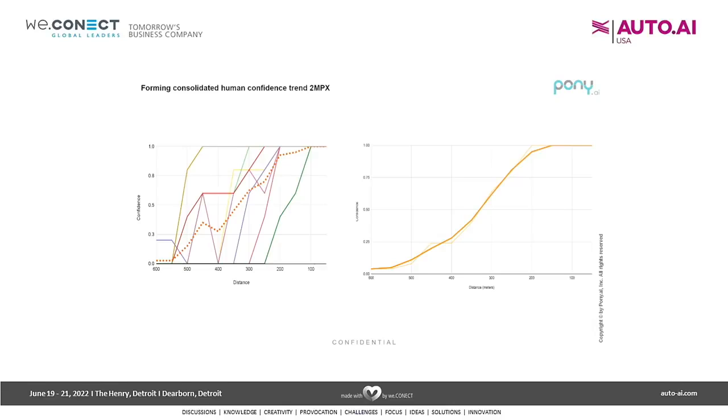We sent this kind of survey to a lot of people and we collected trends. This is the distance, and this is how confident I am that what I see is what I see. We collected a trend, and we saw that everybody was around like this, except a few people who were confident only at very short distance, some people who were not confident at all, and others who were just random.